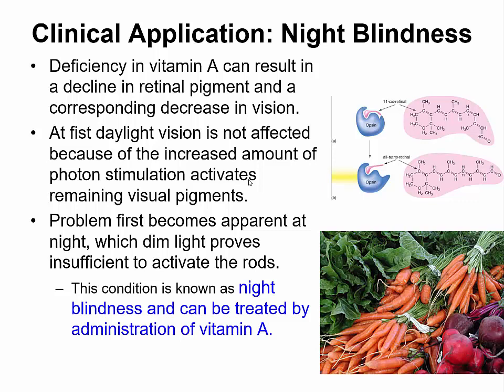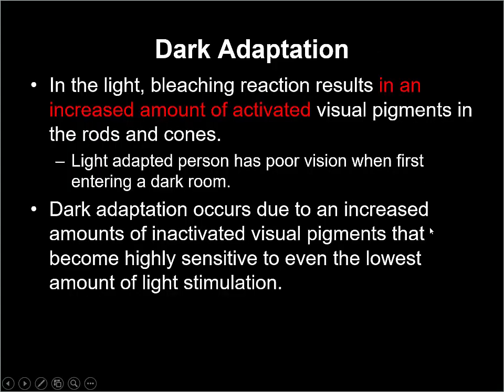So vitamin A, which you find in carrots and beets and various vegetables, is used to make retinal. And if you don't have enough vitamin A, then you can experience night blindness. Basically, this problem first becomes apparent at night, when dim light proves to be insufficient to activate the rods, and it can be treated by just administering vitamin A. Dark adaptation, you can put FYI.